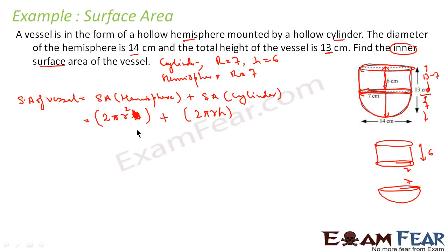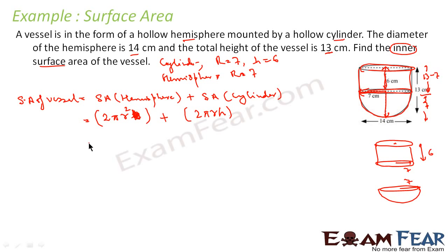This is easy to remember also. 2 pi r is the circumference of the circle. You take the circle, you extend the height, and it becomes 2 pi r h. So this is the surface area of the cylinder, correct? Because 2 pi r is the circumference of the circle, and in this circle we extend the height, so you get 2 pi r into h. So 2 pi r h becomes the surface area of cylinder, and 2 pi r square is the surface area of hemisphere.